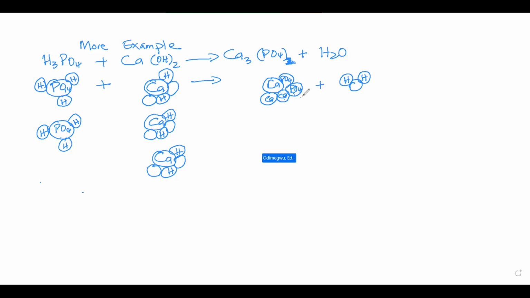Now, we have to count how many oxygen atoms. Remember, this time we won't include oxygen in PO4. We see 1, 2, 3, 4, 5, 6. Okay, so we have to make it equal, so we will add 5 more here.